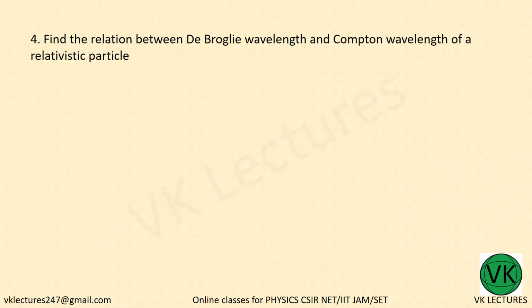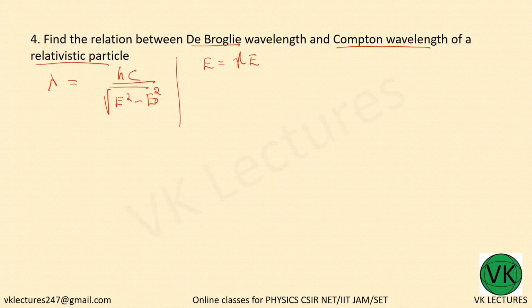Find the relation between de Broglie wavelength and Compton wavelength of a relativistic particle. The relativistic particle wavelength is given by lambda is equal to hc divided by under root E square minus E naught square. But what we know is E is equal to gamma times E naught, where E is equal to mc square, and that is equal to gamma times m naught c square. So m is nothing but gamma times m naught.